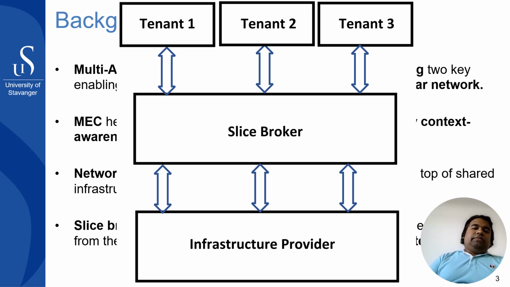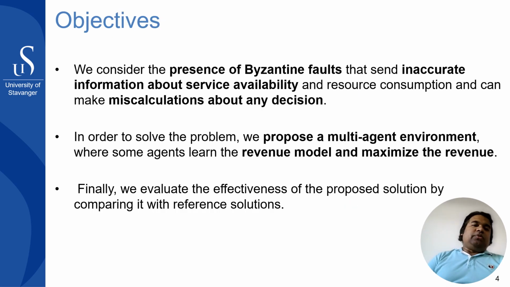Now, as we know that it will be distributed, and in this real world right now, billions of devices will be connected in future. So there will be some hackers, there will be some nodes or devices which will provide misleading information or misinformation about the resources, and which can be very harmful for the profit making for the slice brokers. So we will basically try to learn the revenue model in the presence of some faults. Basically, we will consider the Byzantine faults, and let's see that how it will work.